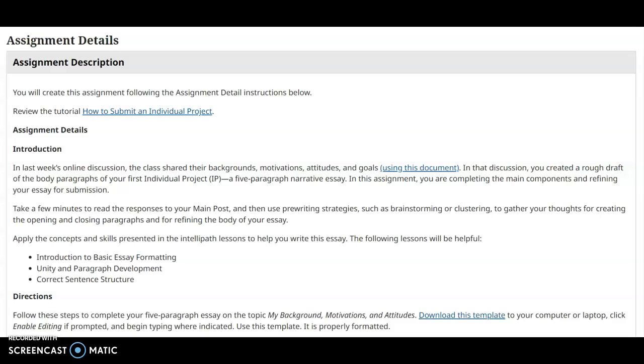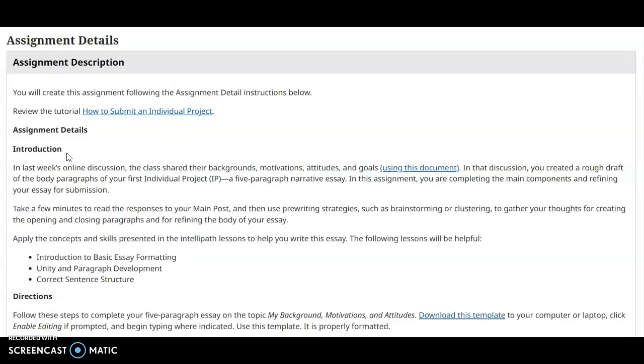Let's take a look at the assignment details for an IP in English 106. The introduction sets the context for the assignment. Context means the situation or conditions that surround something and give it meaning.